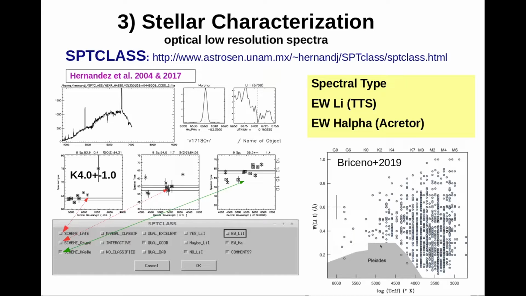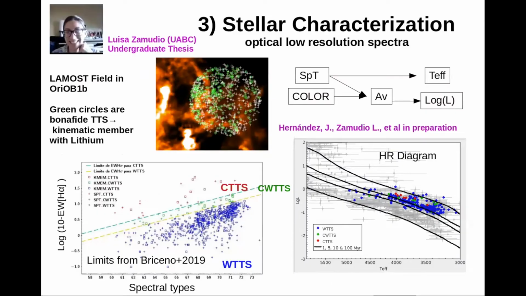Another example of this kind of analysis is the analysis of a Lamos field in the Orion OB1b association performed by Luisa Zamudio in her undergraduate thesis presented 2 weeks ago. Here we can see the separation between classical and weak T-Tauri star using the method proposed by Cesar, based on the spectral type and the equivalent width of H alpha.